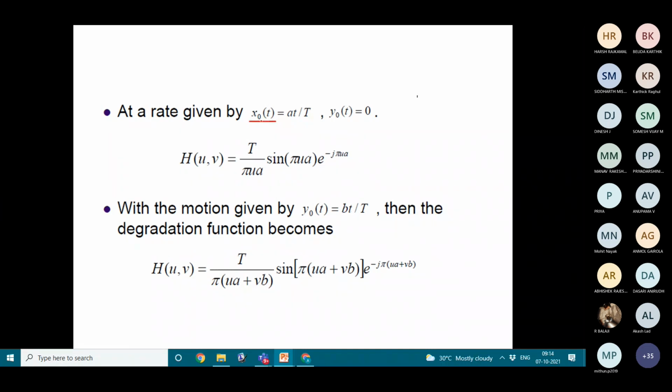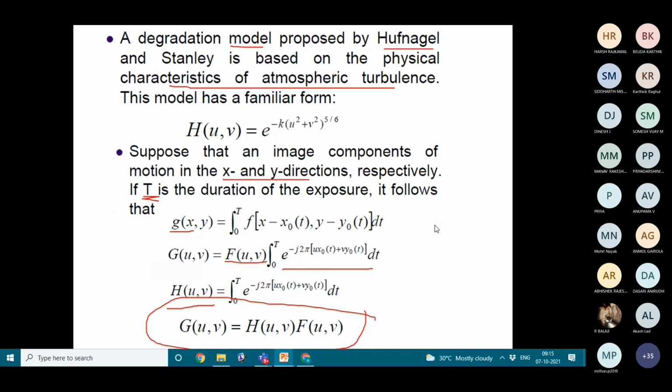Now, if we take x naught of t as at by T and y naught of t as 0, then our H of u comma v will become T by pi ua sin pi ua into e power minus j pi ua. And if y naught of t is not 0, if it is bt by T, then the degradation function will become H equals T by pi (ua plus vb) sin of pi (ua plus vb) e power minus j pi (ua plus vb). So you have to substitute these values into this equation, then you'll get these values.